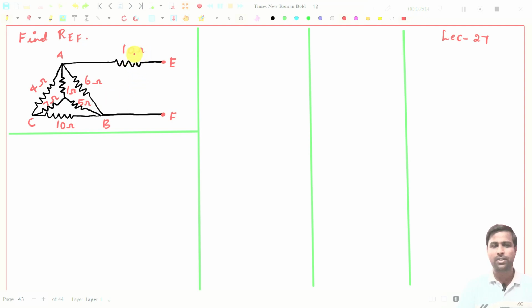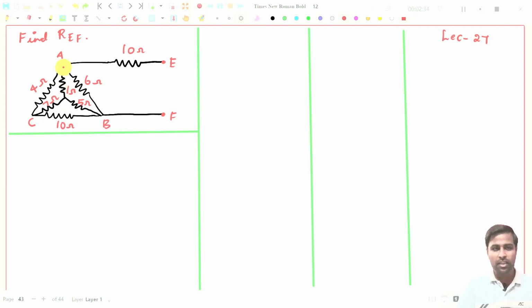Since this is a 10 ohms resistor, that is very easy. That we can do by ourselves. But this one you need to find. It is not easy to find by our conventional techniques. So what we do now, let us convert this star to delta connection. So we will get a double delta in this particular RABC circuit.